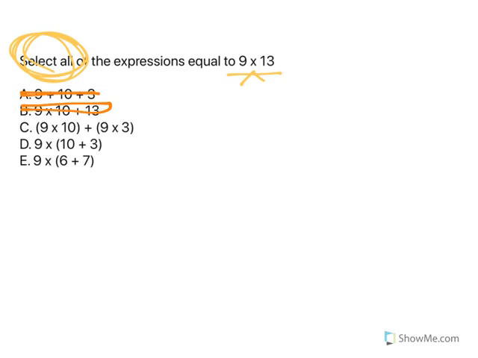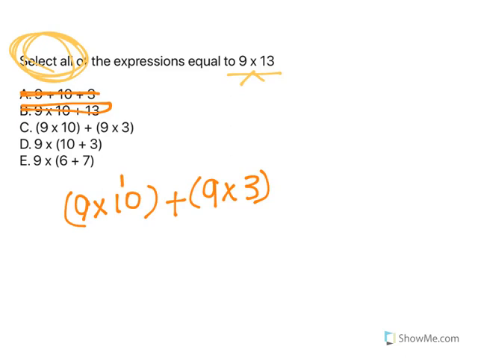All right, and then if we look at C, we have 9 times 10 in parentheses plus 9 times 3. If I look at my outside factors right here, 10 plus 3 equals 13. So this has me multiplying 9 times 10 and then adding 9 times 3, which is a way to also express 9 times 13. So C is an option.